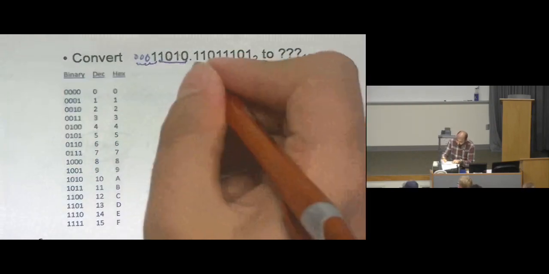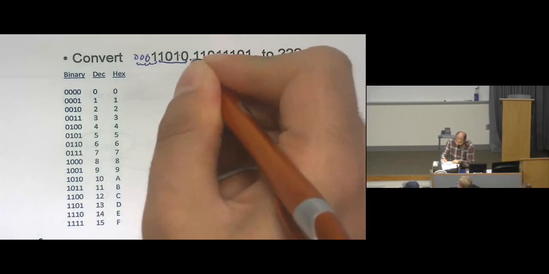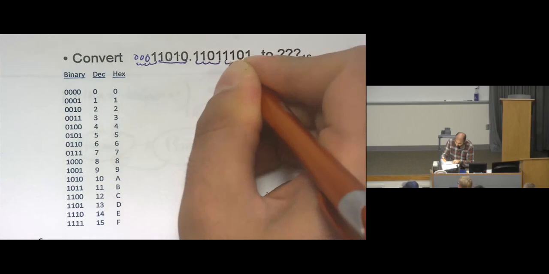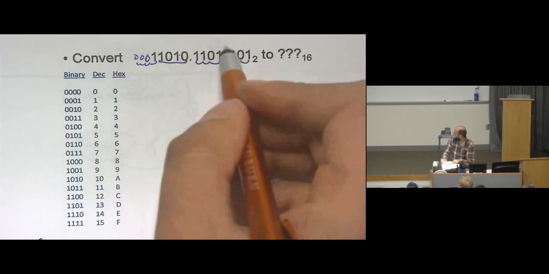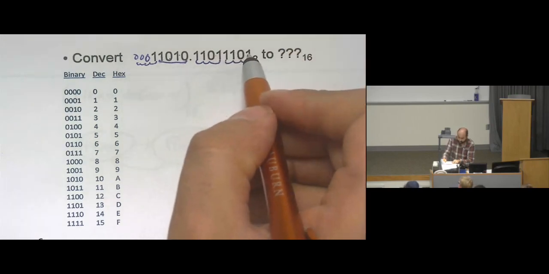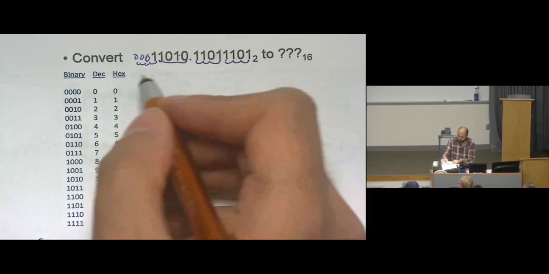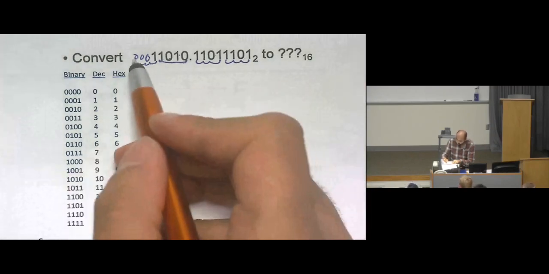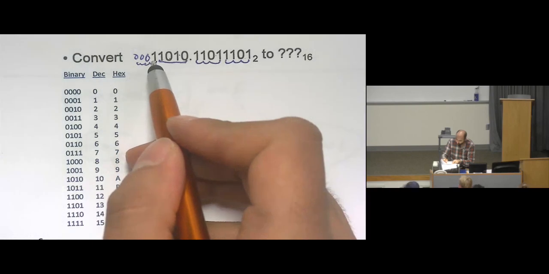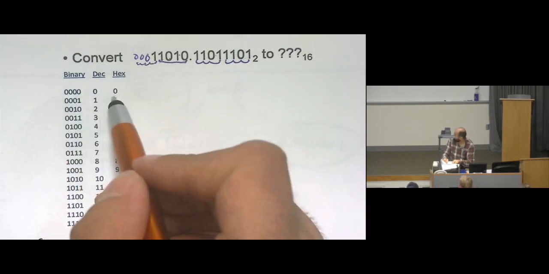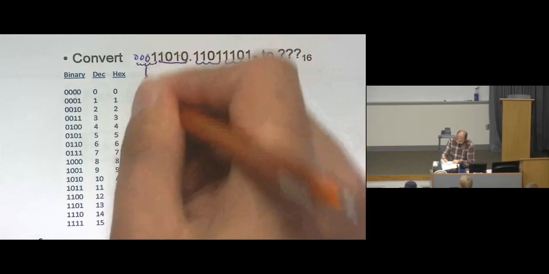How about this number? Start from the decimal point. Now group each 4: 1, 2, 3, 4. Now here, 1, 2, 3, 4. If, for example, I have fewer than 4, then you put zeros here also. Now, look at the table. 0001 is equivalent to 1. So this will be 1.